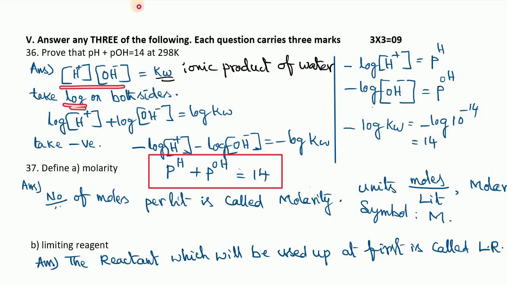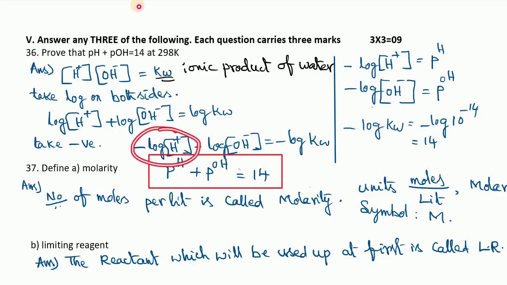Log means logarithm. Log of H plus ion concentration plus log of OH minus ion concentration equals log Kw. So take negative on both sides, and this will become negative, this also will become negative, this also will become negative. That step I have written here: minus log H plus minus log OH minus equals minus log Kw.